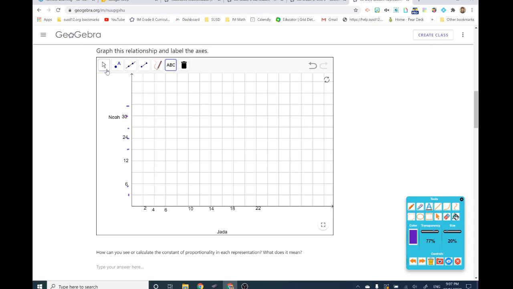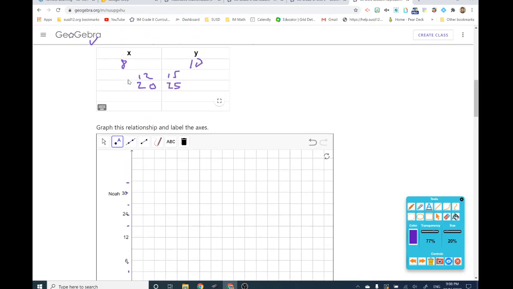It's kind of messy though. I don't want you to turn in your messy work like this. So please go ahead and move over these points so that I can really see it clearly. There, okay, that looks good. Now we're gonna graph the relationship, get the point tool, and put these data points on.